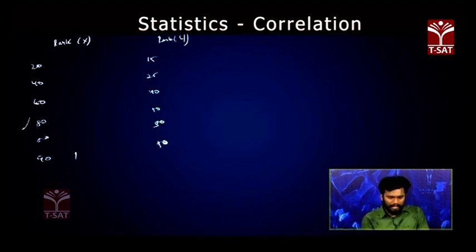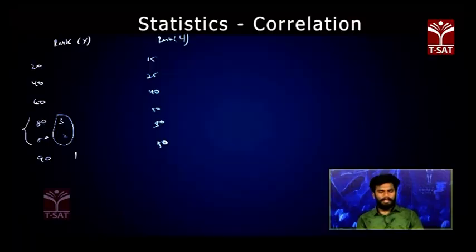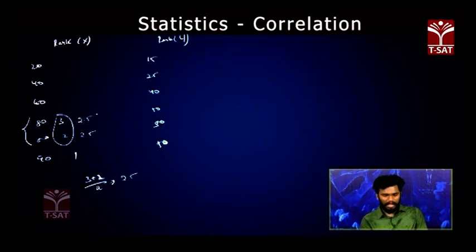Now here we have two 80s. So we have to assign the 2 and 3 ranks to both the values. But we cannot give one of them second rank and the other third rank. So what do we do? 3 plus 2 divided by 2, that is 2.5. We'll assign 2.5 rank to both the values. Then 2, 3 are done. Next it is 4, 5 and 6.